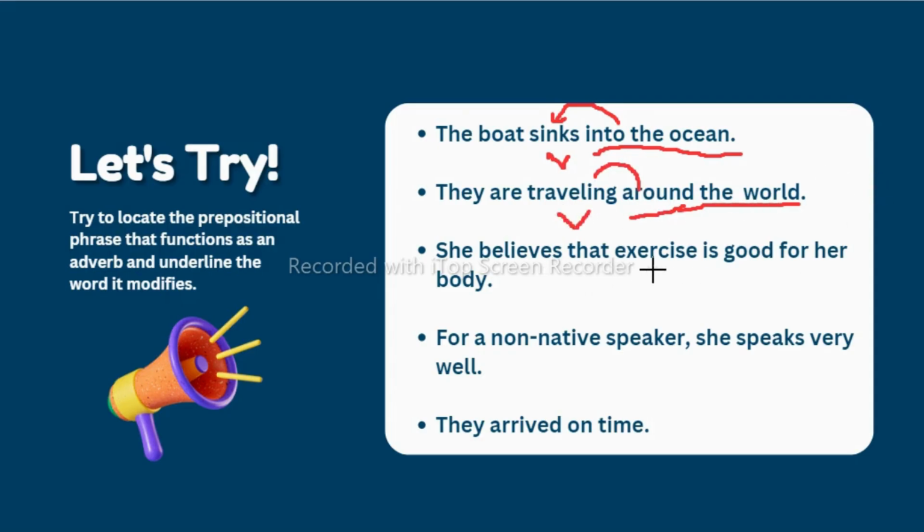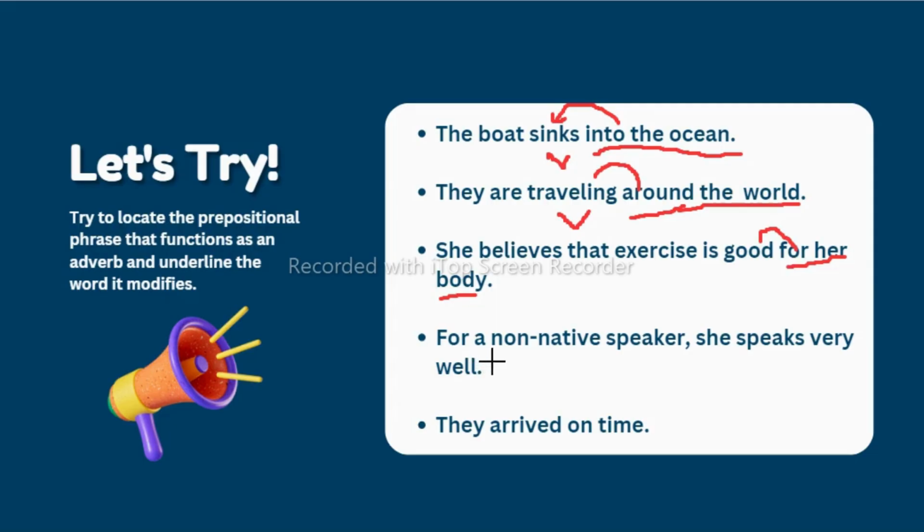She believes that exercise is good for her body. Now where do we have the prepositional phrase? Good for her body. So here we have "for her body" as the prepositional phrase. Now, for her body, what? Exercise is good. So we are talking about something good. So it's an adjective. Good is an adjective. So if it describes an adjective, verb, or adverb, it is called an adverbial prepositional phrase. So this is also an adverbial prepositional phrase.